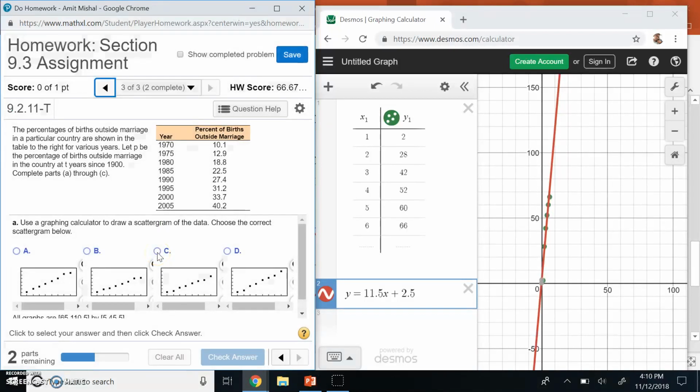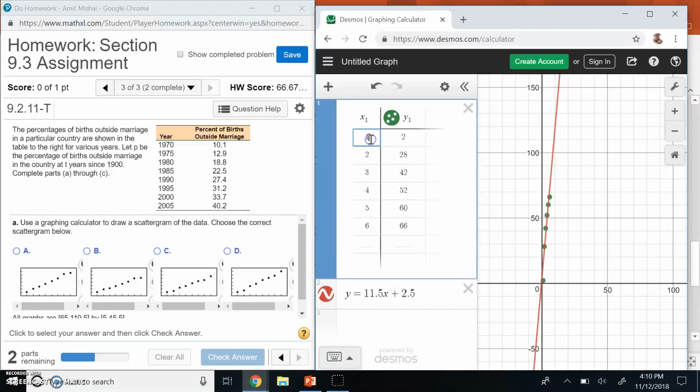Okay, now the next question, I'm going to have you guys do this one on your own for the most part, but I'm going to help you set it up. So it says, the percentage of births outside marriage in a particular country are shown. Let P be the percentage of births outside marriage. So this is like your Y value. And let T be the number of years since 1900. This is important. T is a number of years since 1900. So for the year 1970, 70 years have passed since 1900. So the X value is going to be 70. Okay, it's not going to be 1970. It'll be 70. And then the corresponding Y value is going to be 10.1.